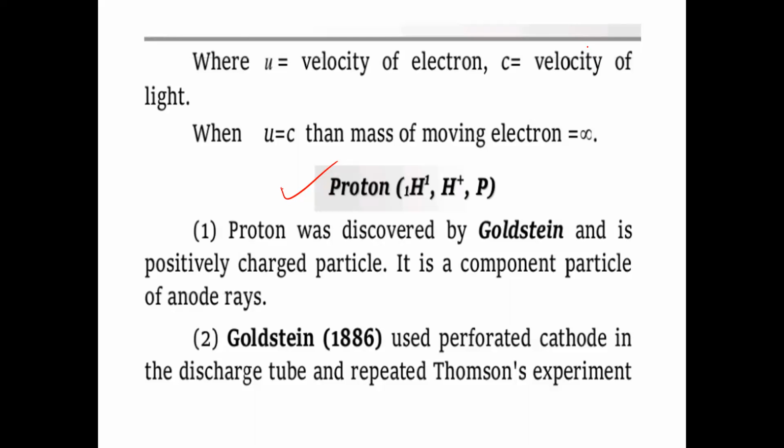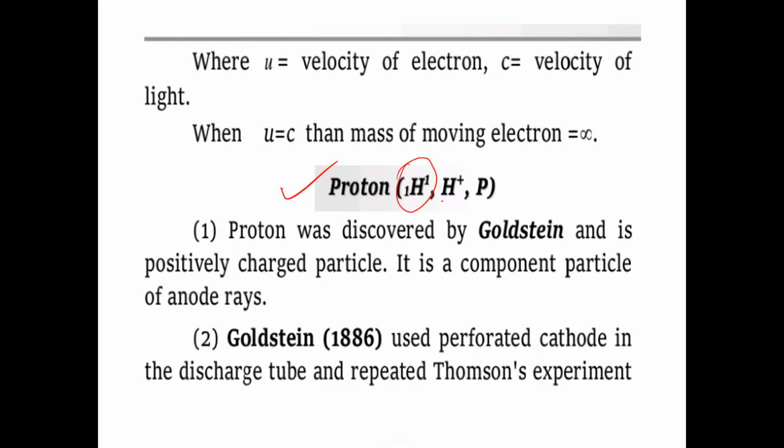So now we are going to discuss the properties of anode rays. Proton is nothing but the fundamental particle of the atom. Proton is given by 1H1, which means the hydrogen nucleus. The hydrogen nucleus contains one proton.